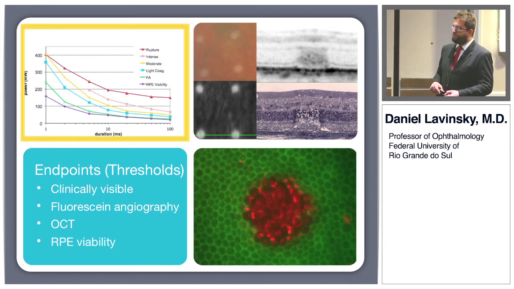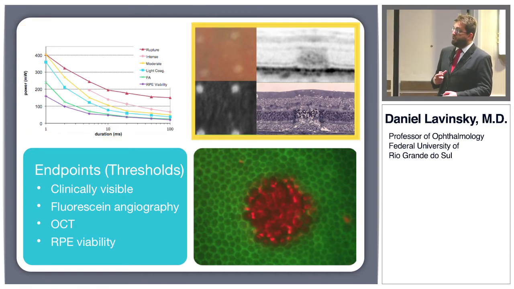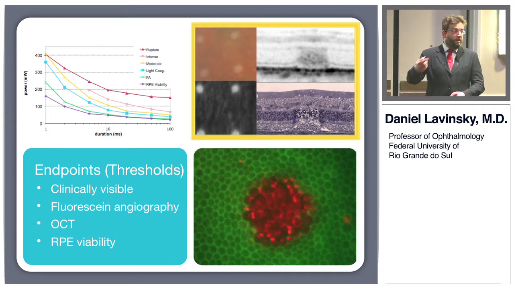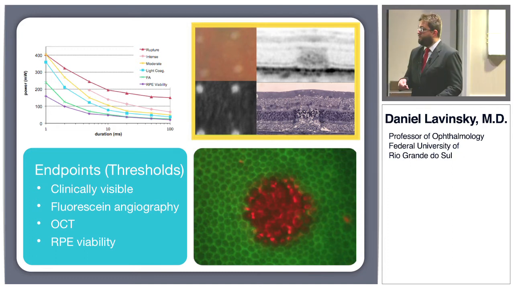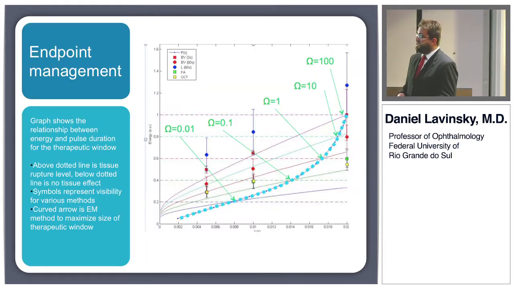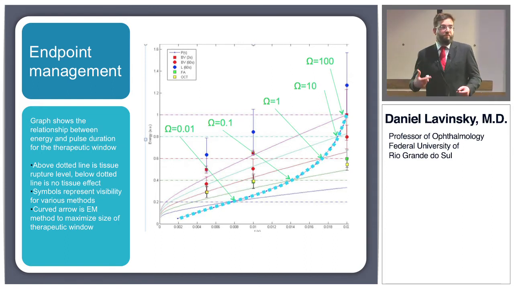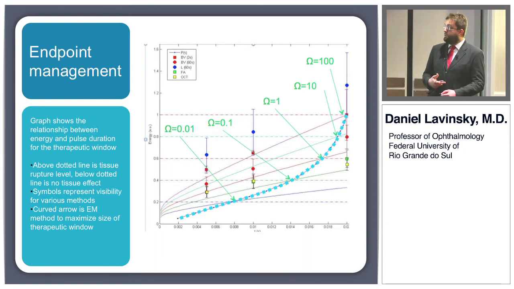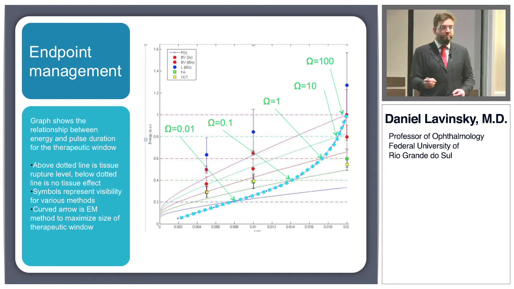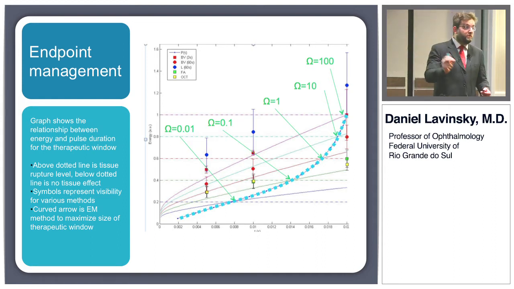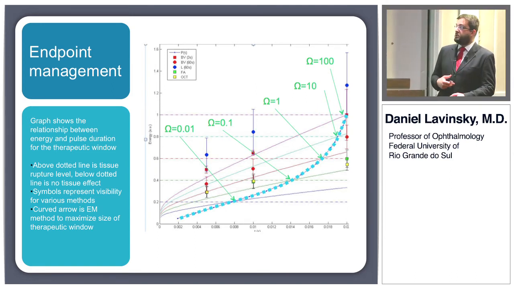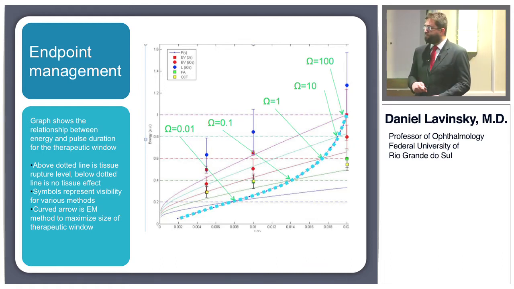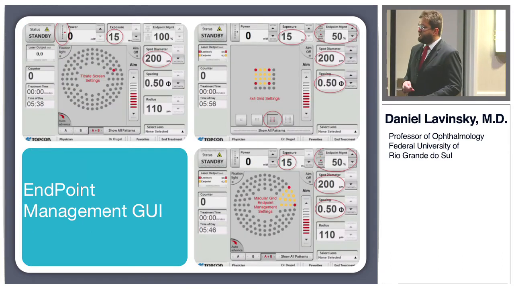So we did a lot of experiments with rabbits to define these endpoints clinically, with OCT, FA, and histology. And we went to SEM, scanning electron microscopy, and TEM for transmission. We already discussed this graph. This is the basis, the algorithm for endpoint management. We want to be in this curve, to always be in the treatment zone. So we want to treat the retina. We don't want to be below the treatment curve, and not above, so as not to cause any damage. So this is how we treat.